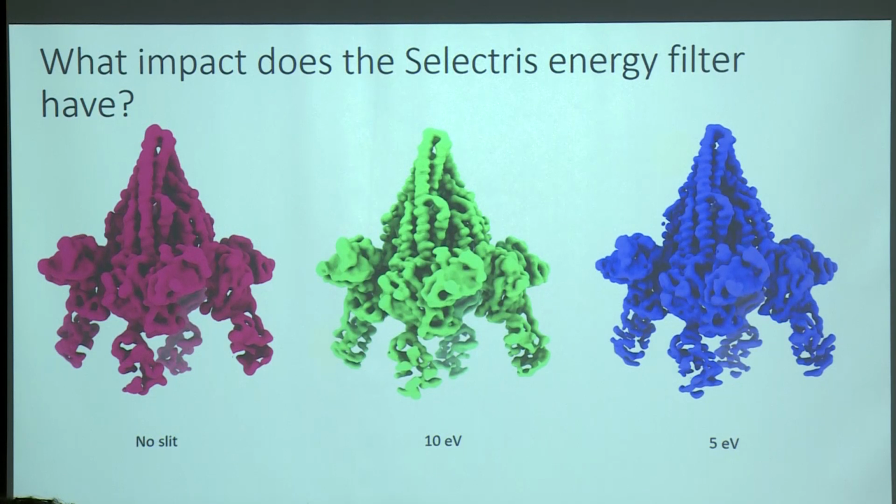So we collected 3 data sets, one with no slit in. The slit width, here 10 eV and 5 eV, basically means you're tuning the filter to get rid of all electrons that have lost a particular energy. In this particular case, we ran with 10 eV and 5 eV.